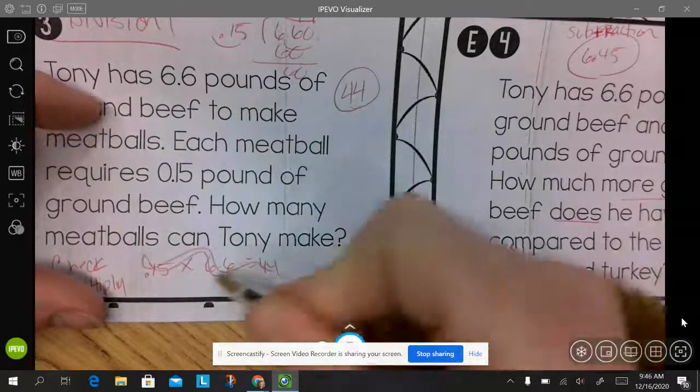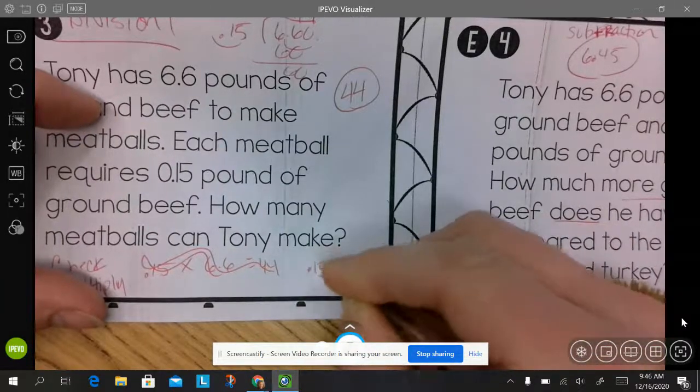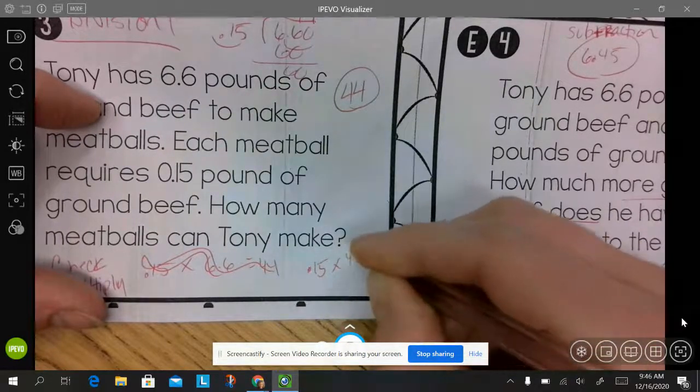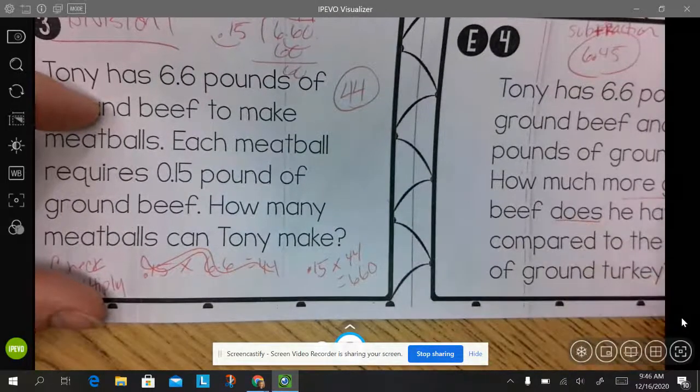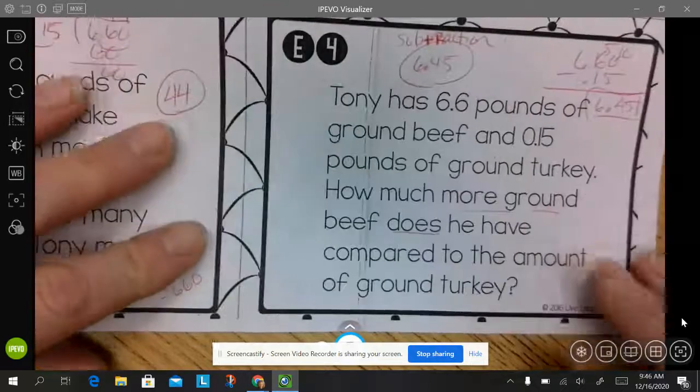No, that's not right. 0.15 times 44 should get you 660. That makes more sense.